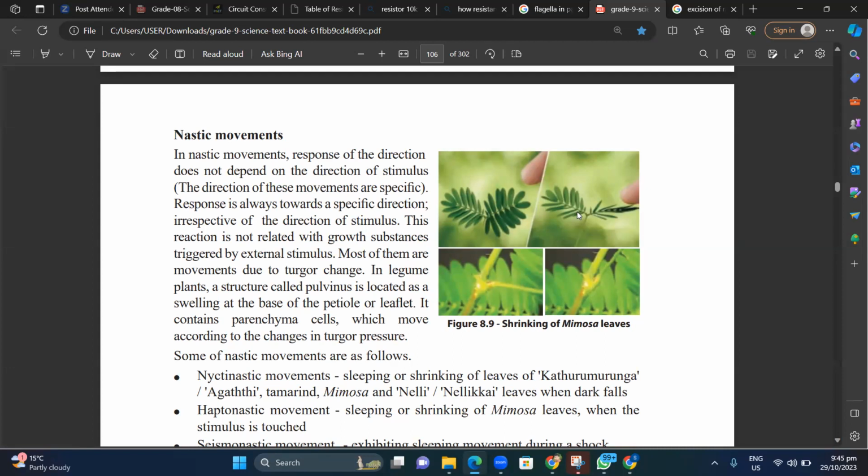So you can see here legume plants, where a structure called the pulvinus is located as a swelling at the base of the petiole or the leaf. It contains parenchyma cells which move according to the change of trigger pressure. So what is this? I think you know about this plant already. We have discussed this here.